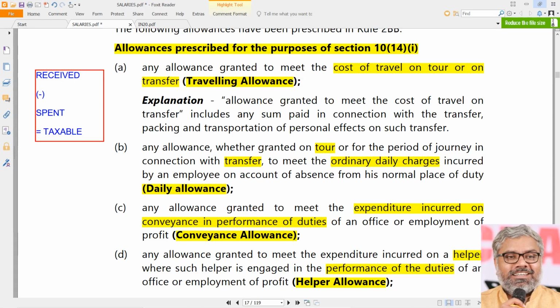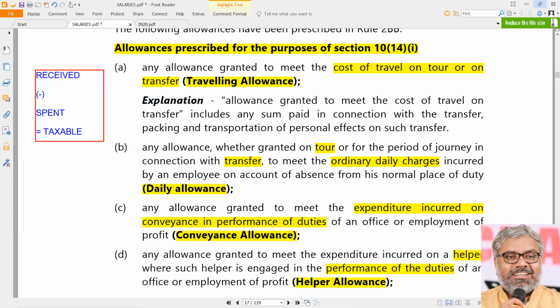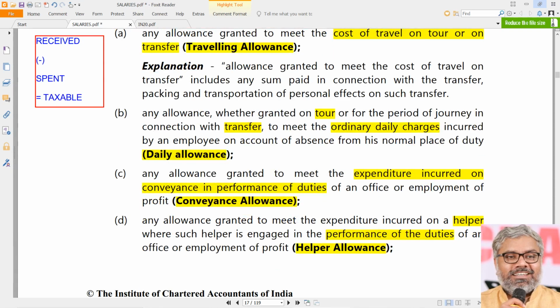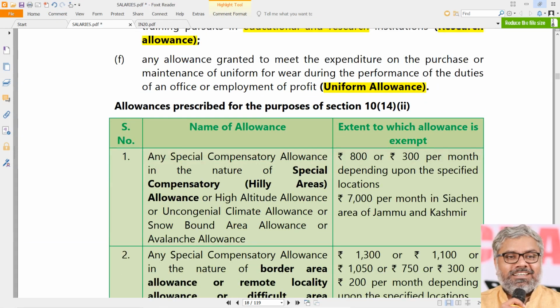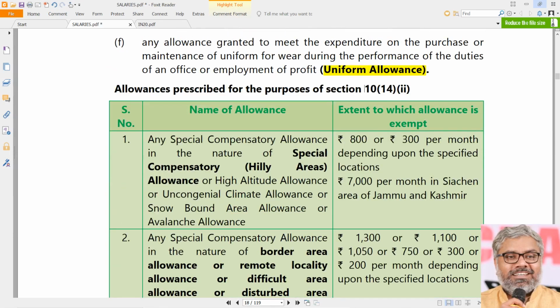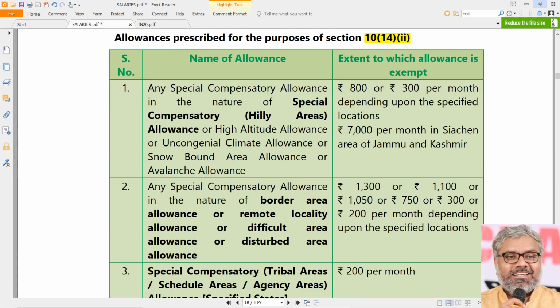So purpose of allowance is important in the earlier cases, whether it is fully taxable allowances or partly taxable allowances or partly exempt allowances according to 10(14)(i), this category, where generally the expenses are incurred for official purposes. But when it comes to 10(14)(ii), actually we don't need to worry about the purpose of it. Why is it given? Is it spent? All those things are immaterial. We don't need to care about it. All that we need to do is just remember the name of the allowance and exemption of the allowance.